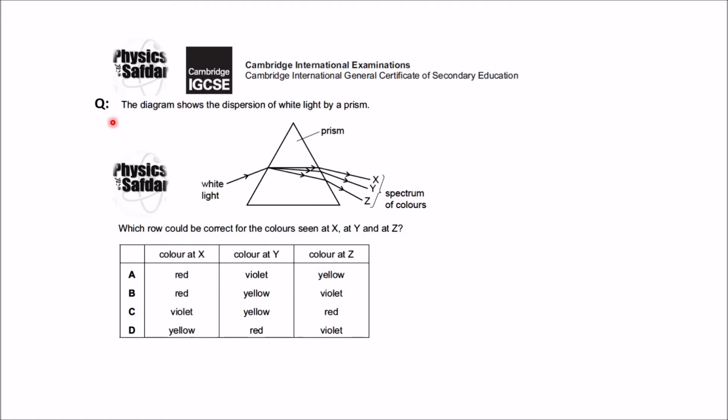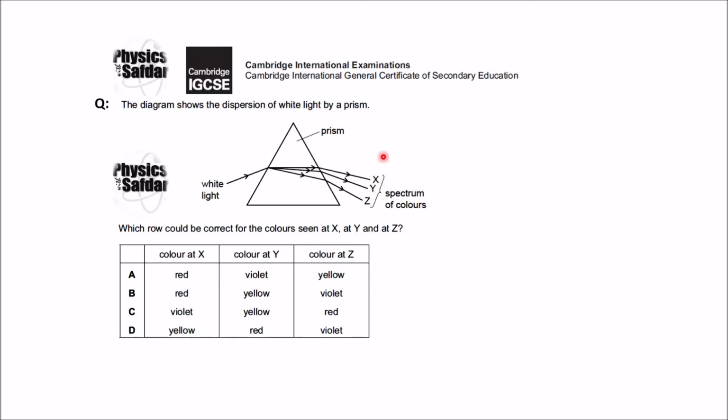Look at this question. The diagram shows the dispersion of white light by a prism. Which row could be correct for the color seen at X, at Y and at Z? And you have 4 options. Jump on the diagram, you can see this is the white light and this triangular prism. Light through the prism is split into colors, that is called dispersion of light. You can see the 3 positions: X at the top, Y at the middle and Z at the bottom.